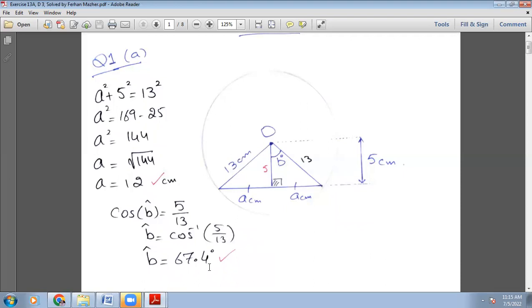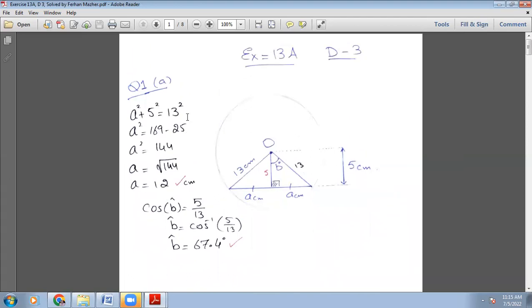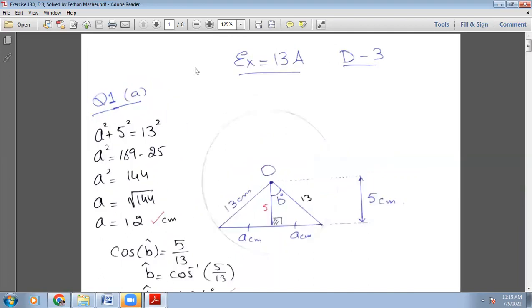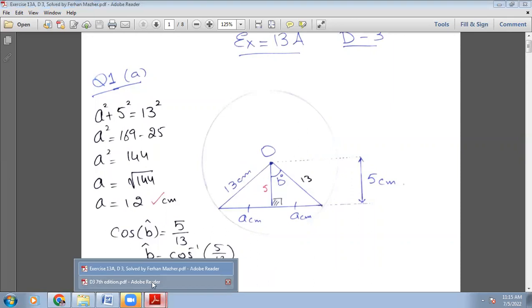So this is how you will solve the first question, part A from the exercise 13A. I hope that you have understood. The whole question is showing up on your screen. Okay, so we are going to the next part.